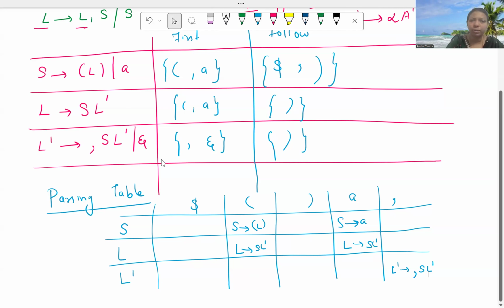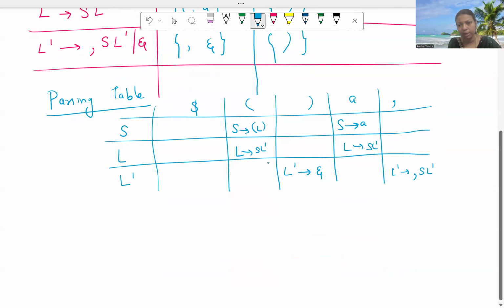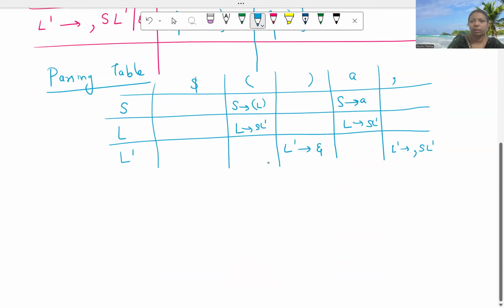For epsilon, what you have to see is the follow. What is there in the follow? Close parenthesis. So in the place of close parenthesis, we write L dash derives epsilon. Right, done. If you have seen the previous video, it will be very easy for you. It is a very simple one.